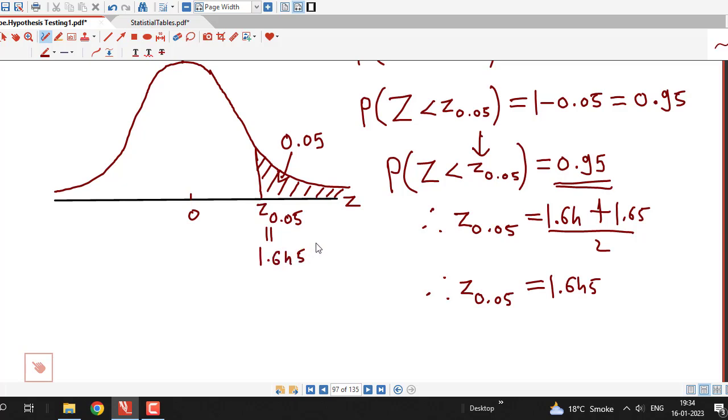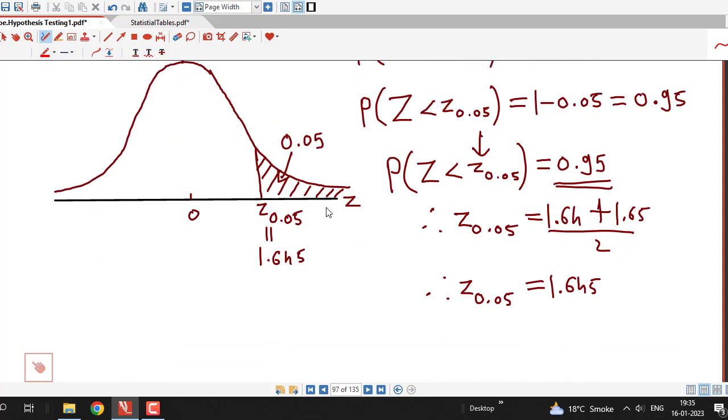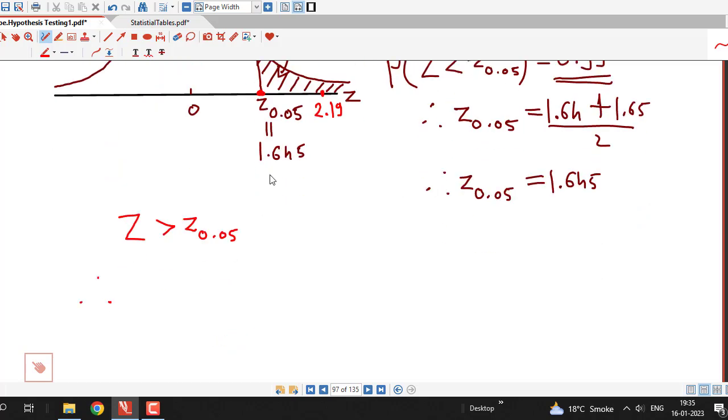Now we compare this critical value with value of test statistic. Value of test statistic is 2.19. So we can see 2.19 is to the right side of this 1.645. Suppose somewhere here we have 2.19, then test statistic is greater than Z suffix 0.05. So we are in the rejection region. So this means we reject the null hypothesis.